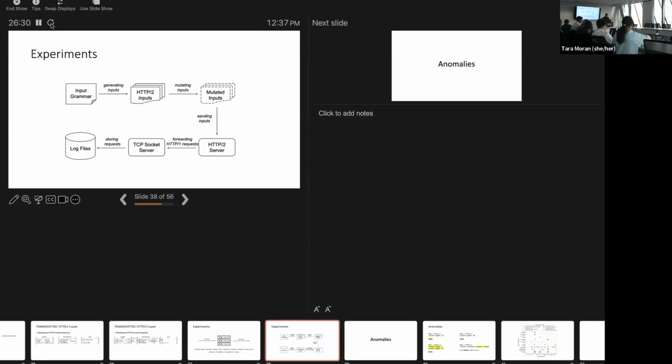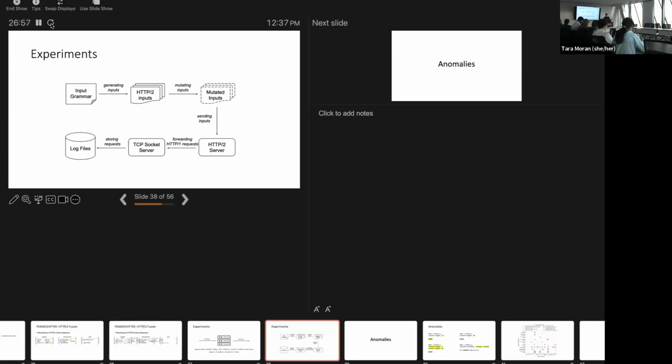So for the experiments, we pretty much have the input grammar. You're generating lots of random inputs. These HTTP2 inputs, we mutate them as much as we can. These mutated inputs, we send to the servers that we've set up, like Apache, Varnish, etc. They downgrade these requests to HTTP1. They forward them to a TCP socket server.